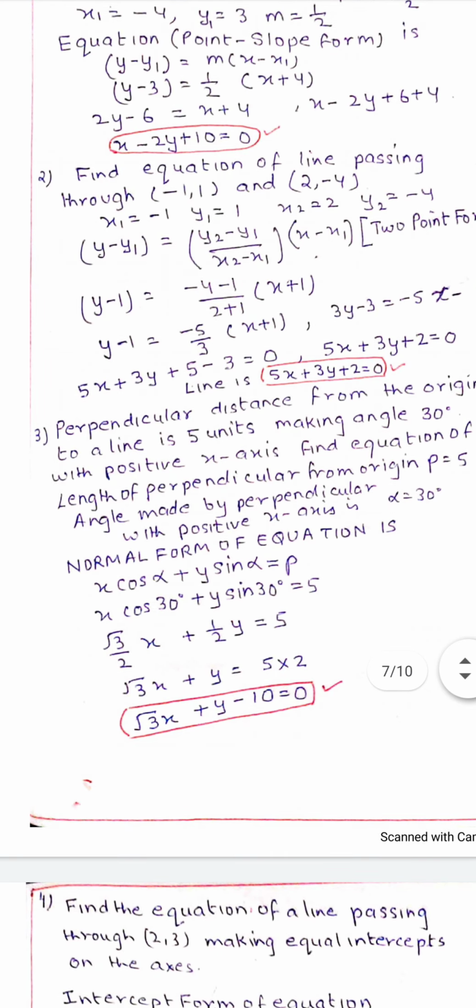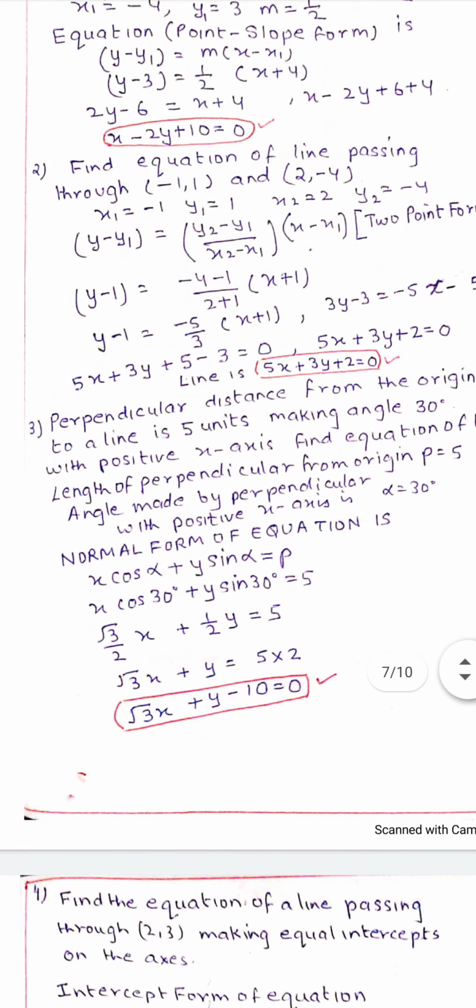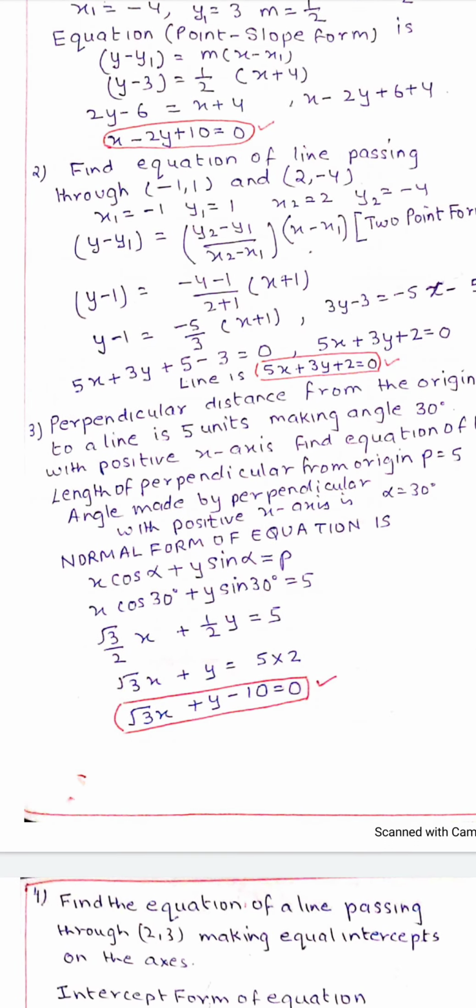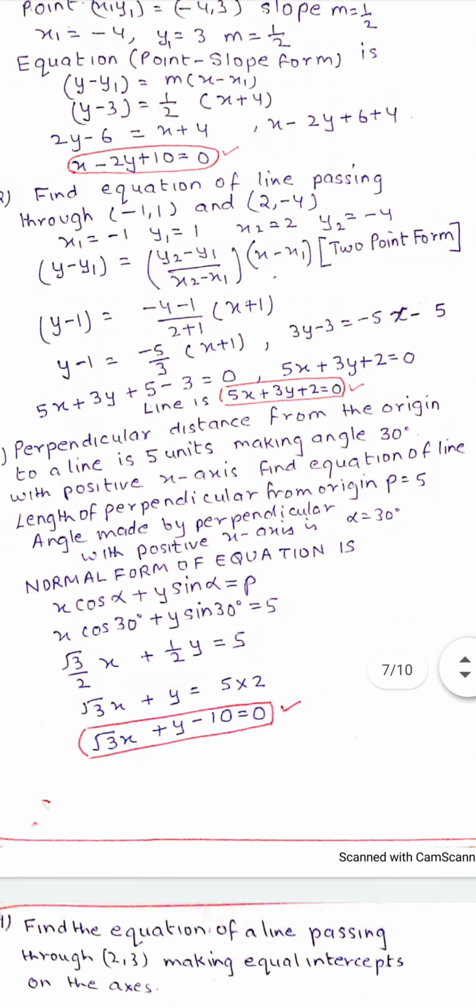The equation of a line passing through 2 points (x1, y1) equal to (minus 1, 1) and (x2, y2) equal to (2, minus 4) is y minus y1 is equal to (y2 minus y1) upon (x2 minus x1) times (x minus x1). The 2-point form is y minus 1 is equal to (minus 4 minus 1) upon (2 plus 1) times (x plus 1). Y minus 1 is minus 5 upon 3 times (x plus 1), and the answer is 5x plus 3y plus 2 equal to 0.